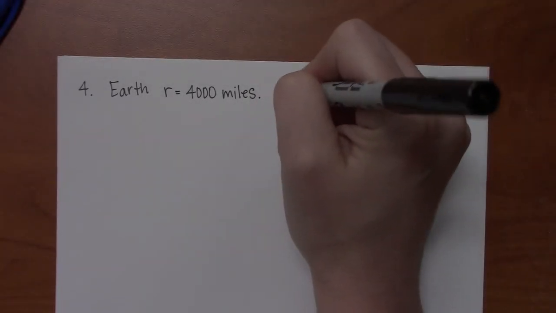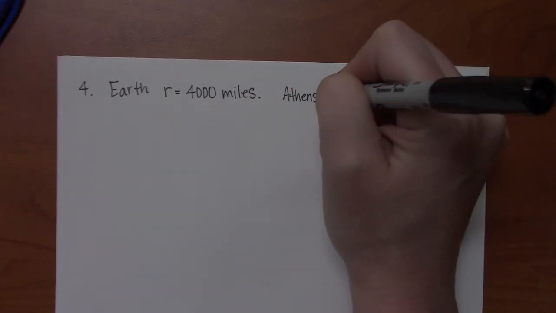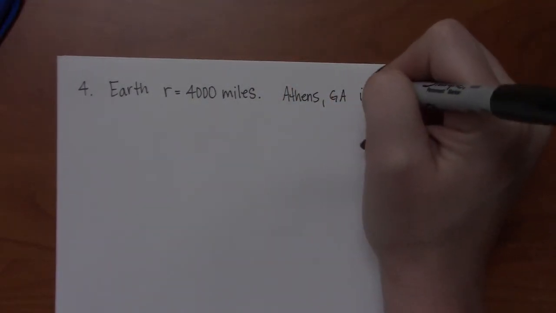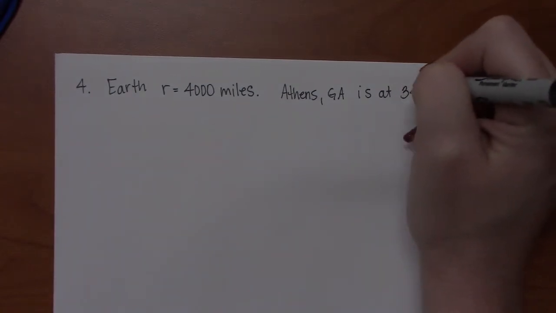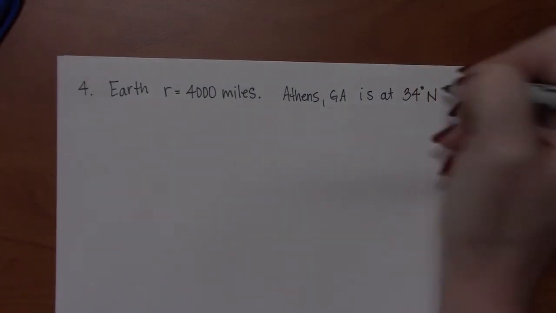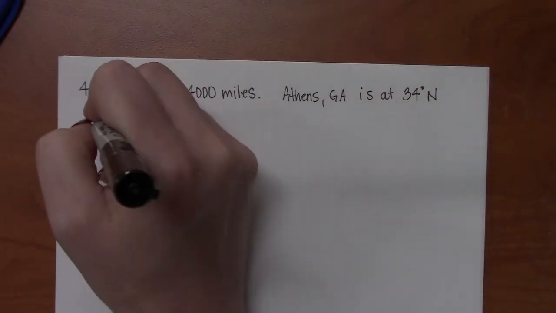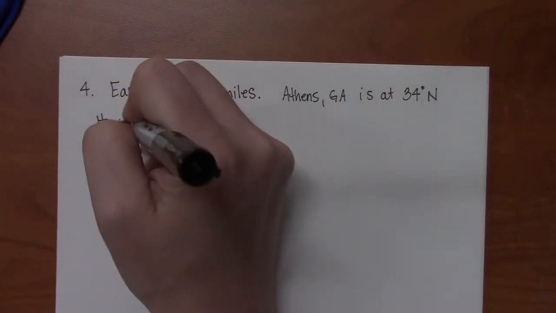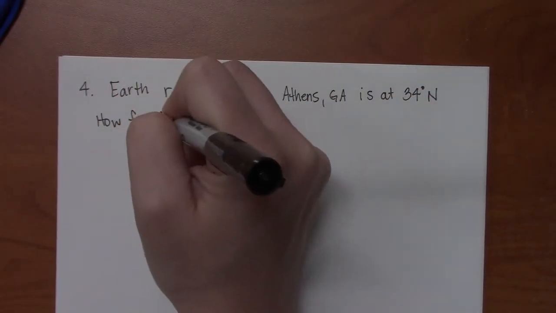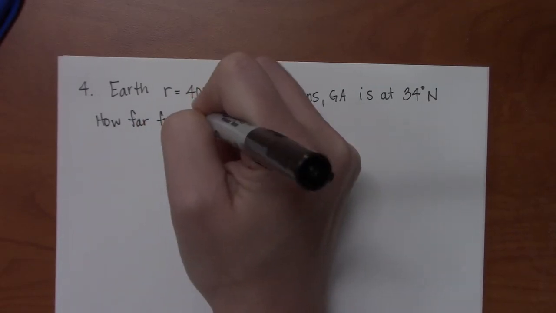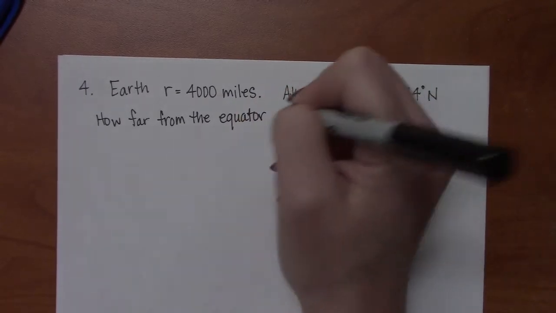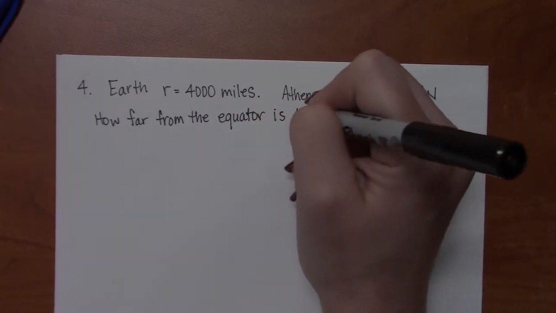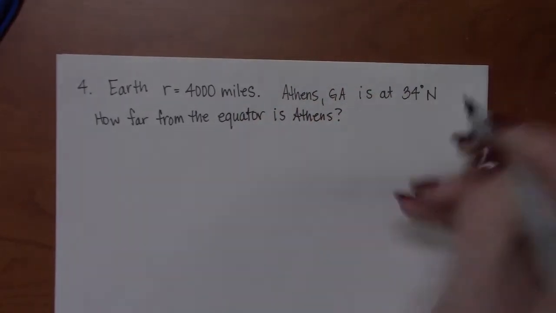And this is absolutely true, but Athens, Georgia is at latitude 34 degrees north. And we want to know how far from the equator is Athens.